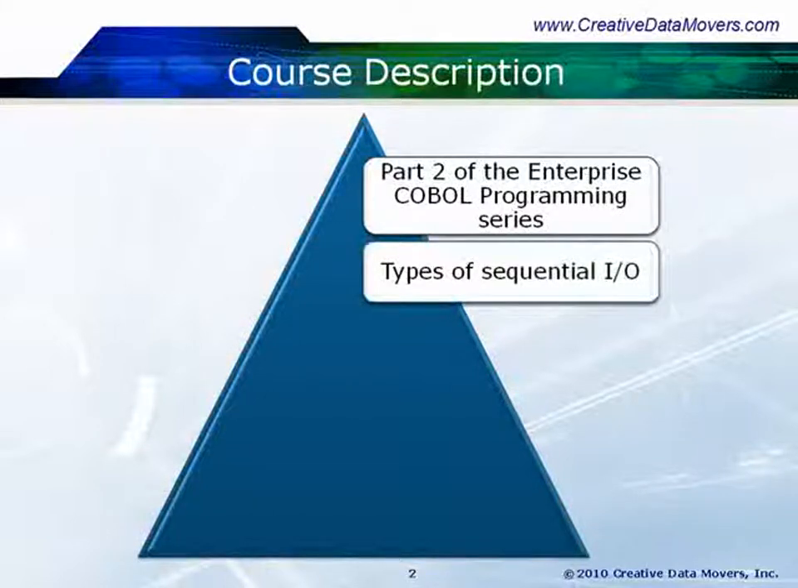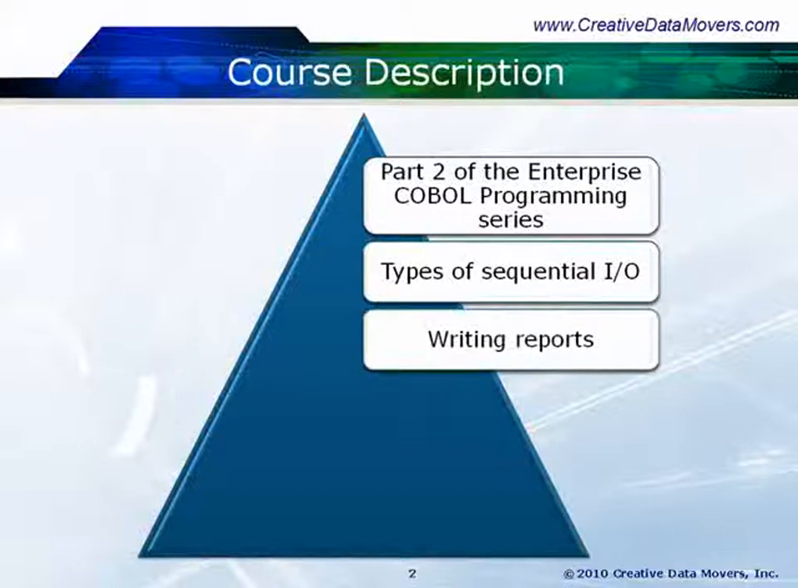In this course, we're going to be looking at a variety of types of sequential I/O. That is, how do you read data that has just been entered from the user? I'm calling that raw data. How do you read data that has already been read, verified, validated, and written out to a disk? How do you write data that will then be used by other programs? How do you write sequential report files? We're going to be focusing a lot on that.